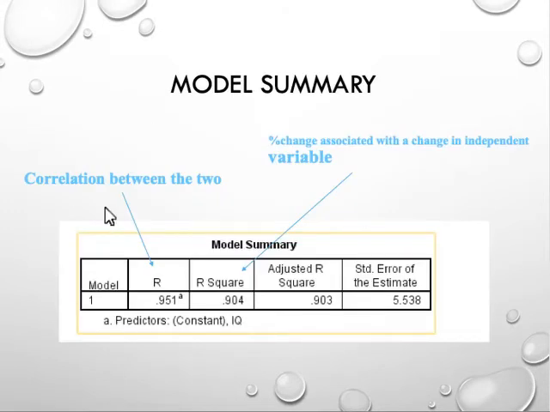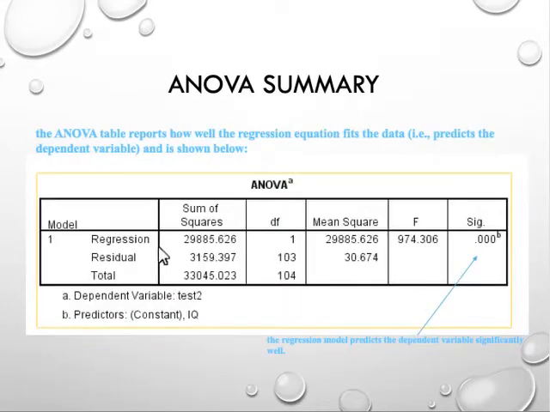When we do model summaries in regression, we're looking at this. We're looking at the R, which is the correlation between the two, 0.951. And then this is R squared, and it's 0.905. So this is the percent of change associated with the change in the independent variable. Then we have the ANOVA summary. The ANOVA table reports how well the regression equation fits the data. If it's significant, and that's under 0.05, we would consider that to be a significant effect.